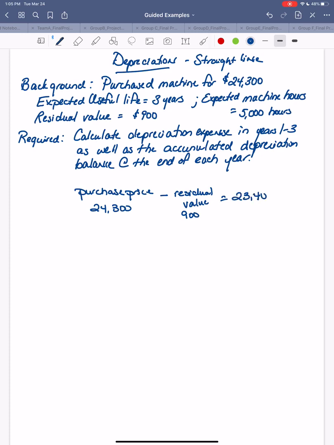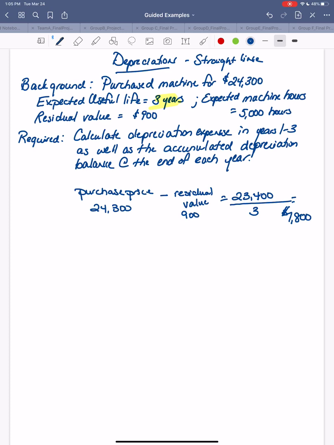$23,400. Okay, now I know I need to do this for 3 years because as it says above, we expect the useful life of 3 years. So if I divide the $23,400 by 3 years, that means I'm going to have $7,800 per year. Okay, so with straight line, that's the easiest.